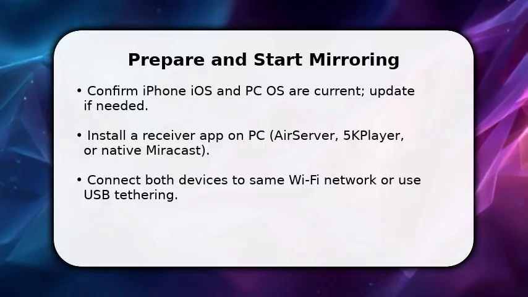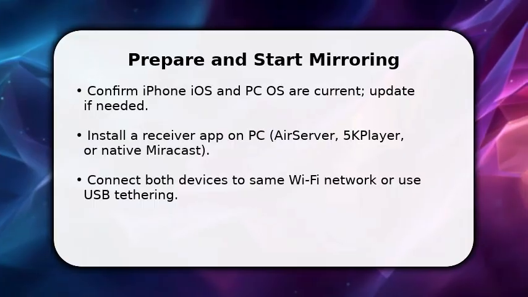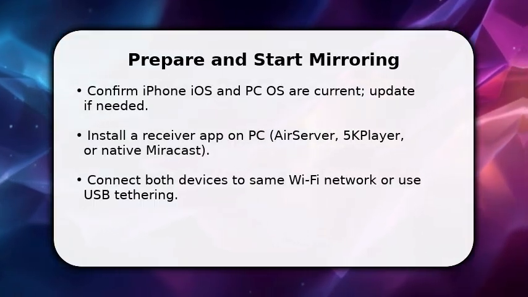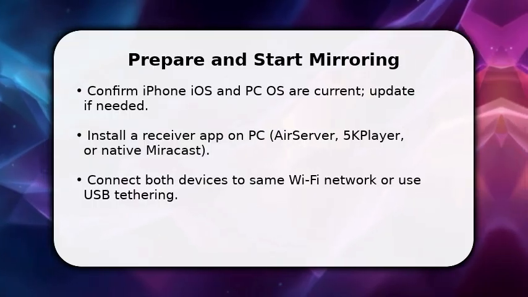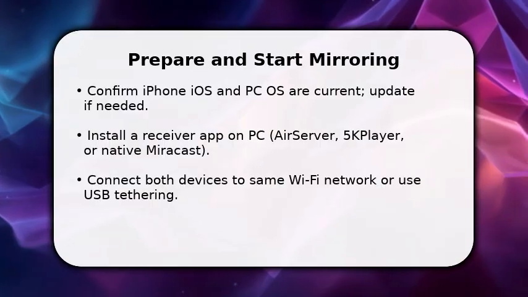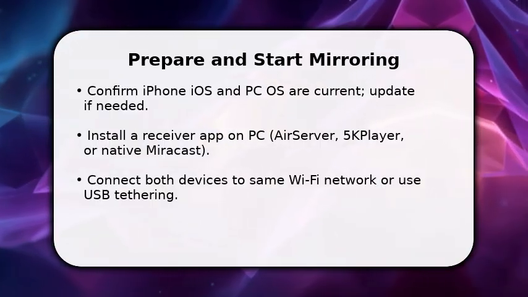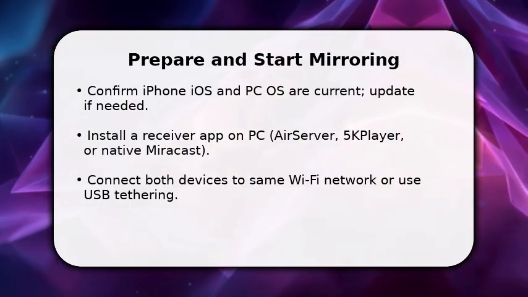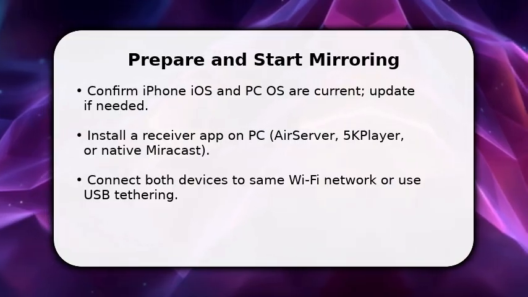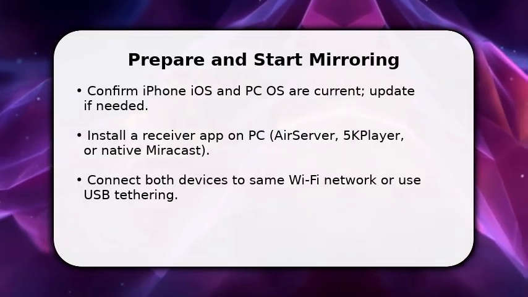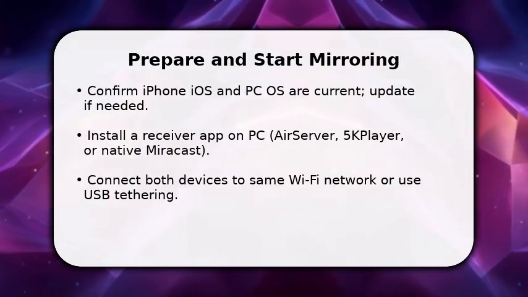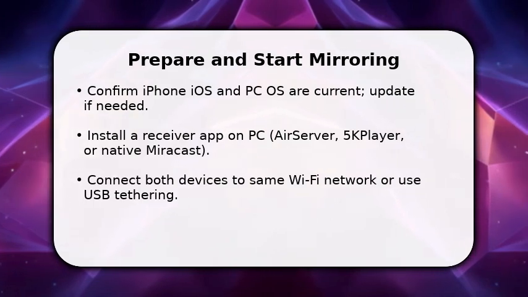Enjoy the video. You begin by making sure software versions match so AirPlay will work reliably. Once done, install a receiver on your PC and open it. Connect the iPhone and PC to the same Wi-Fi network or enable USB tethering for a wired AirPlay proxy. This reduces lag. On the PC, allow network permissions and, if required, enable mirroring or AirPlay in the receiver app settings. You're now ready to move on to selecting the iPhone source and initiating the app.